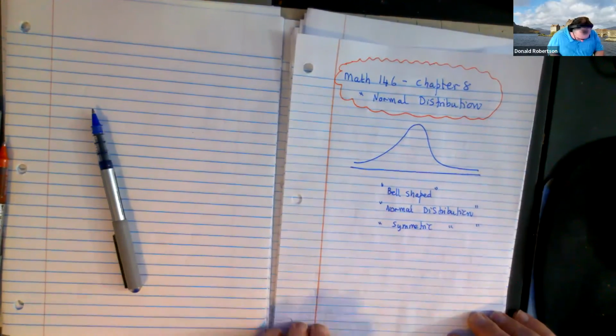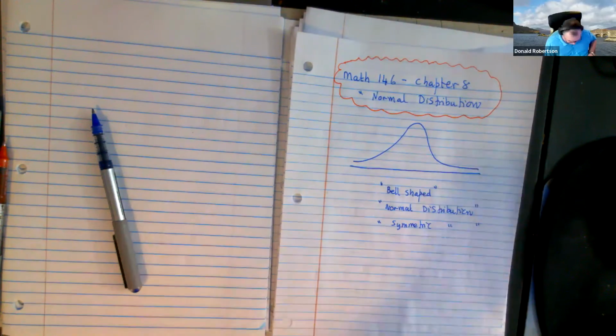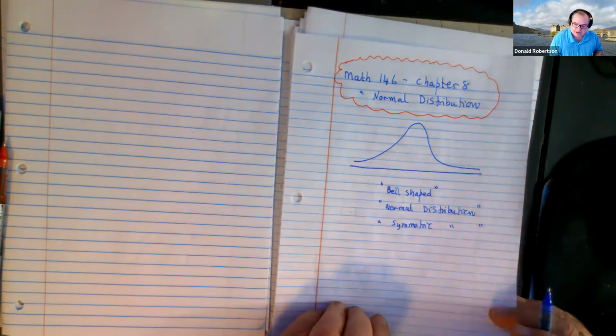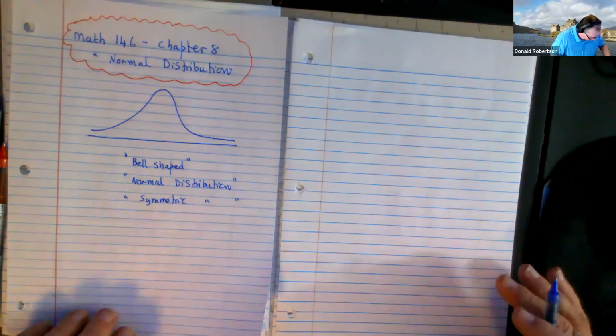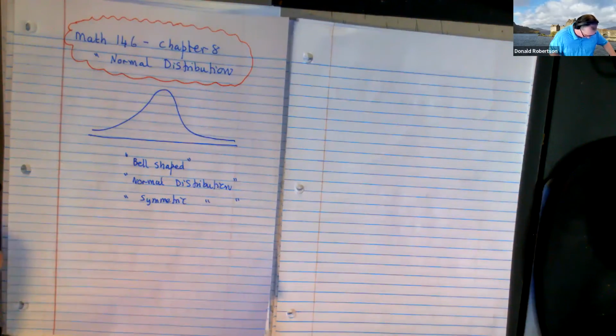Okay, focus. Right, so bell-shaped, normal, and symmetric. Very common shape, very useful. We actually hope to find that shape in data because it allows us to do a lot of probabilities that would be impossible otherwise.